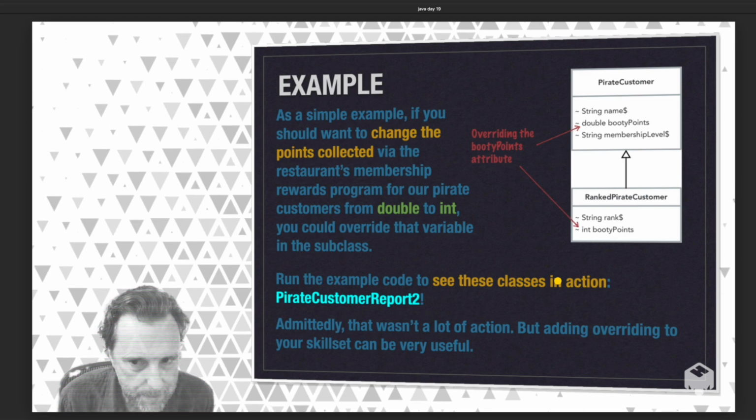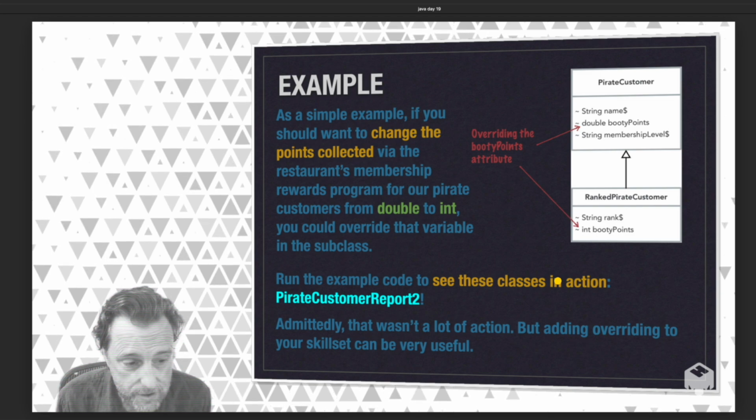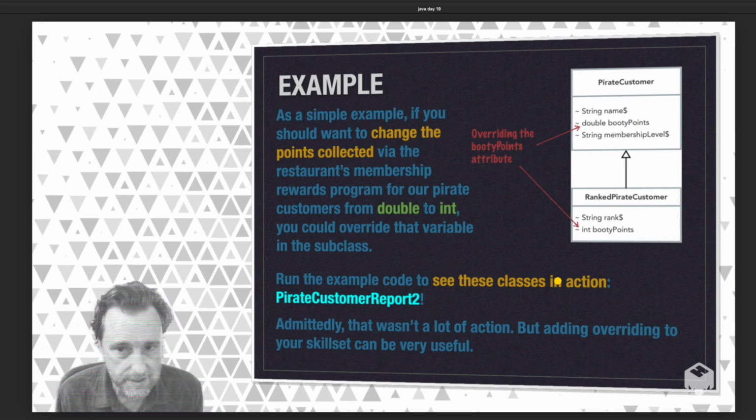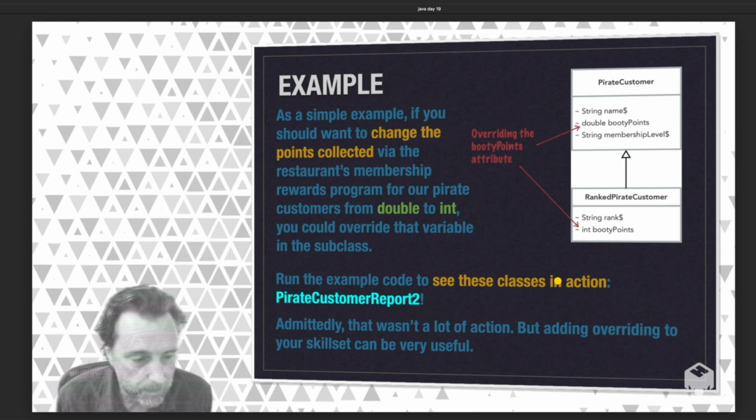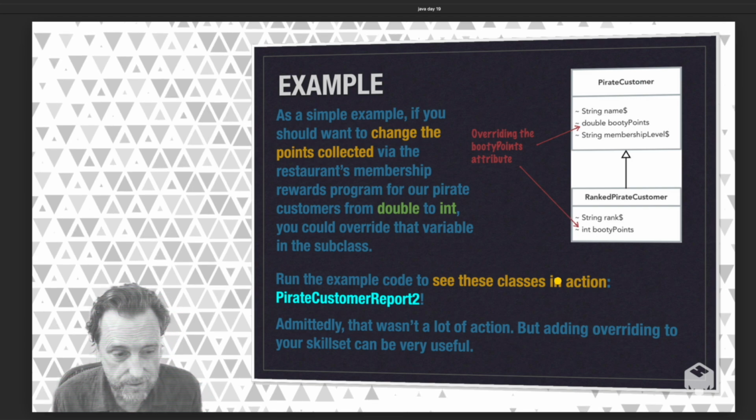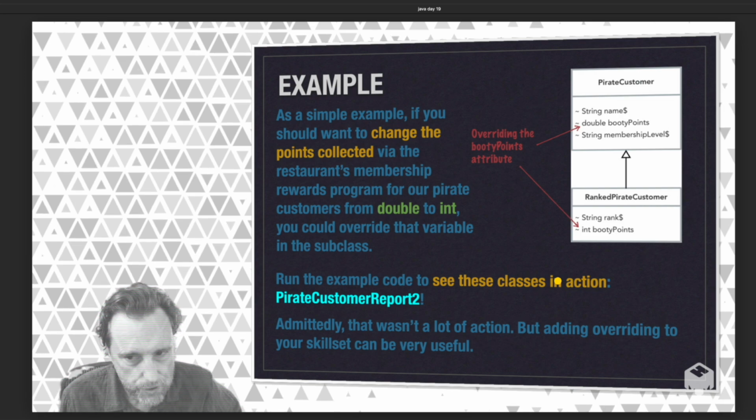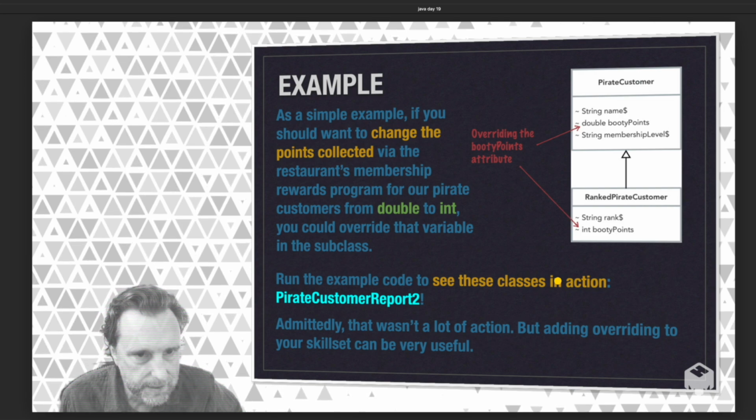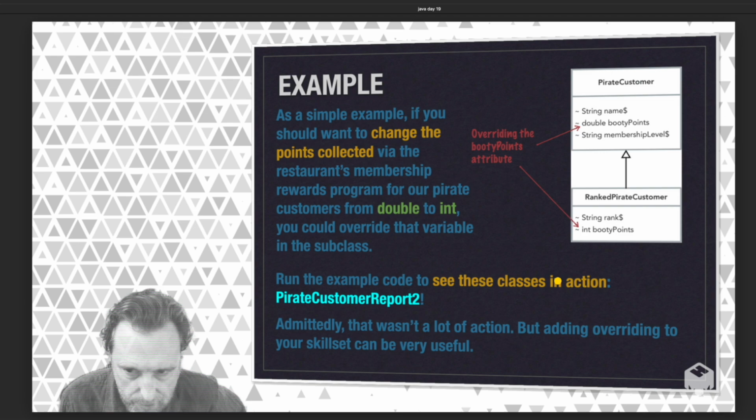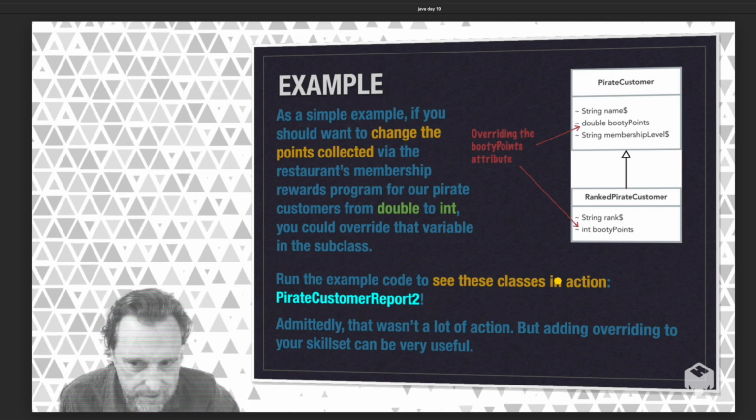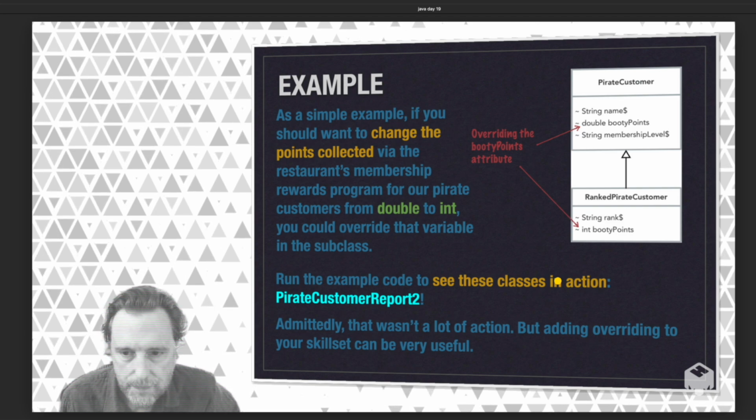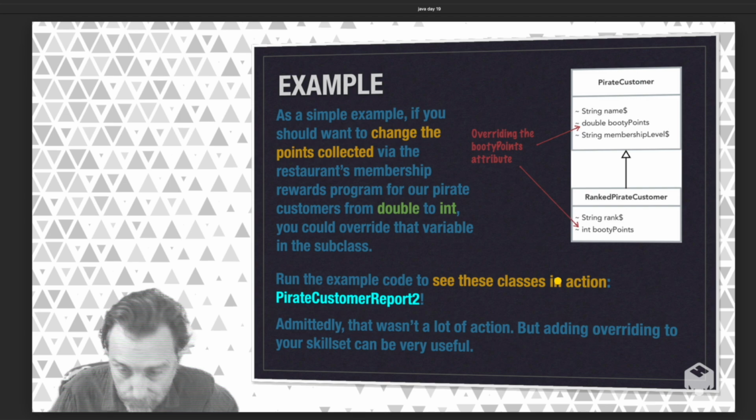But let's give an example. Let's say the policy changes. Management realizes these double precision point club values are silly. We really just need to use whole numbers, integers, and they say go ahead and change that. So you could do that in RankedPirateCustomer by overriding this variable bootyPoints. So you can see in my subclass there I've got int bootyPoints, whereas in the superclass I have double bootyPoints. This is an example of overriding.